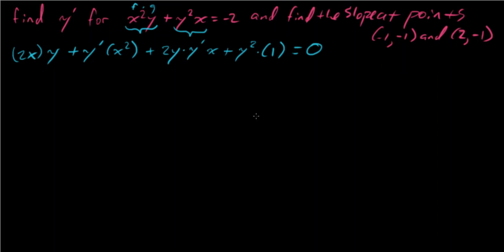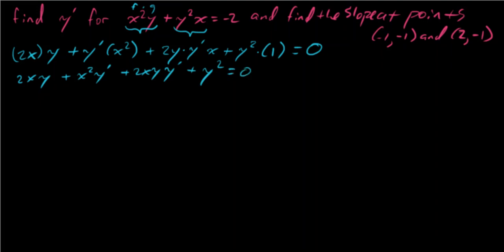Okay. Now, notice we've got a few terms here. Let's simplify this. Let's make it look a little bit nicer. So you've got 2xy plus x squared times y prime plus 2xy times y prime. Notice the y and the y prime are not the same term, right? Plus y squared. Now, that's equal to 0.